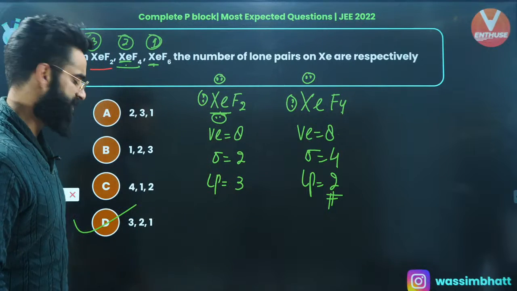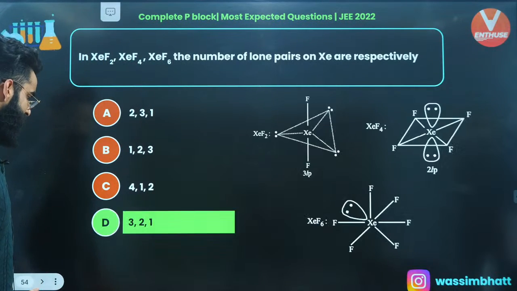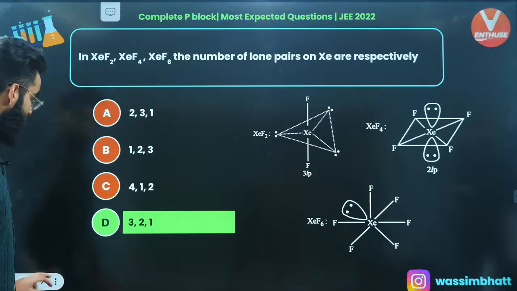I'm sure you all must be knowing about this, right? So option D is the one which is correct among all, right?